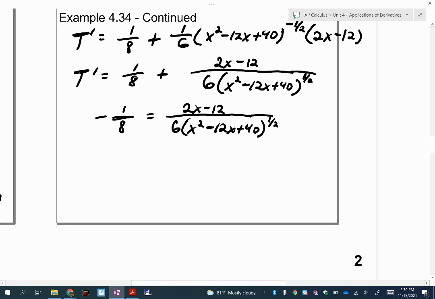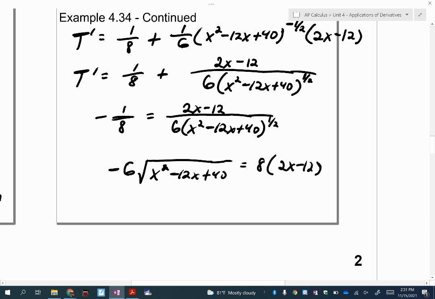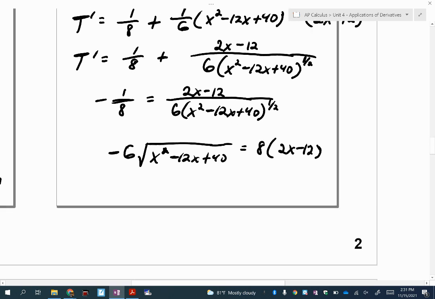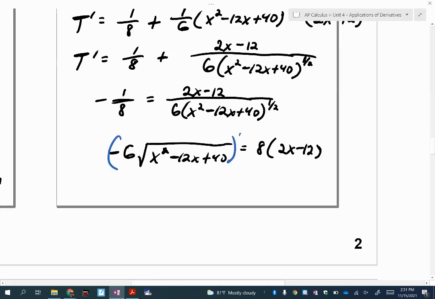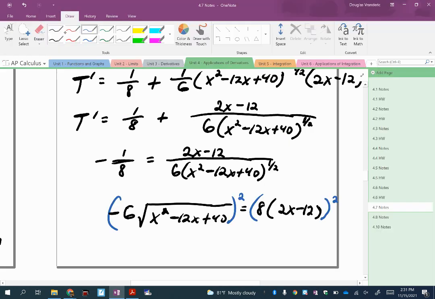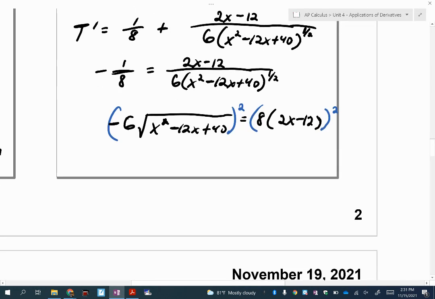All right, and I'll bring it back to square roots. This is going to be, let's do negative 6 times the square root of x squared minus 12x plus 40 equals 8 times 2x minus 12. Okay, now, in order to get rid of this square root, I'm going to square everything. I'll show you with my algebra here, something that we did a couple years ago in Algebra 2. You got to square everything. That's going to make the square root go away, but that is going to leave you with 36 times x squared minus 12x plus 40. And that's going to be 64 times 2x minus 12 squared.